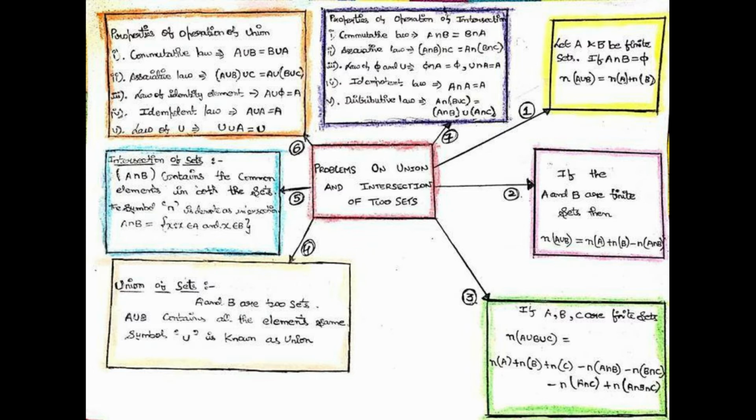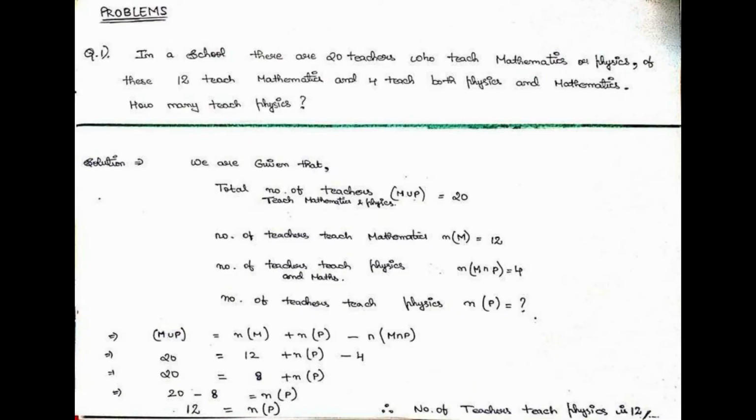Fourth, idempotent law, A intersection A equals A. Fifth, distributive law, A intersection brackets B union C equals brackets A intersection B union brackets A intersection C. Now let us look into the problems.